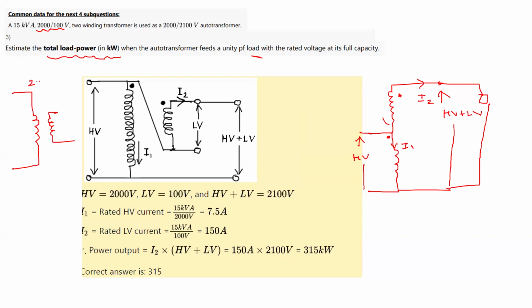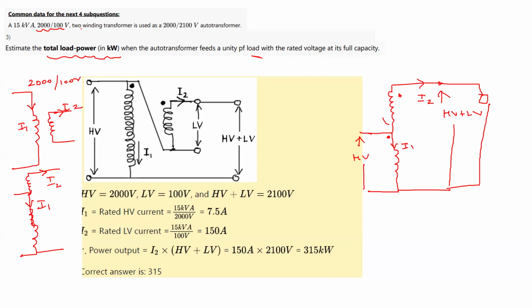Here they have given it as 2000 is to 100 volt. Here the current is I1, and here the current is I2. Now they have connected it like this. Sorry, it's not like this. They have joined this part here, and here the current is I2. So we can calculate the I1 and I2 currents from the two winding transformer itself. That is how we reconnect the two winding transformer as the auto transformer.